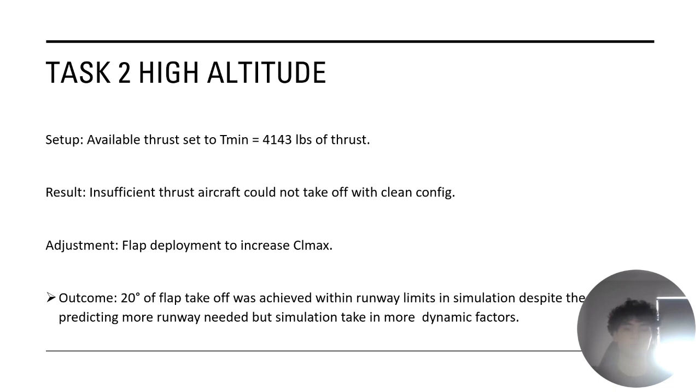For our task 2, we tested the CRJ200 at Cusco Airport in Peru. This location sits at a very high elevation. At this altitude, the air is thinner, meaning that the wings generate less lift for the same speed, so the stall speed goes up. Second, the engine intakes less air, which reduces the thrust they can produce. In our experiment, we set the maximum thrust equal to the minimum thrust of about 4,143 pounds. This gave us a thrust-to-weight ratio of just under 0.08, smaller than at sea level.